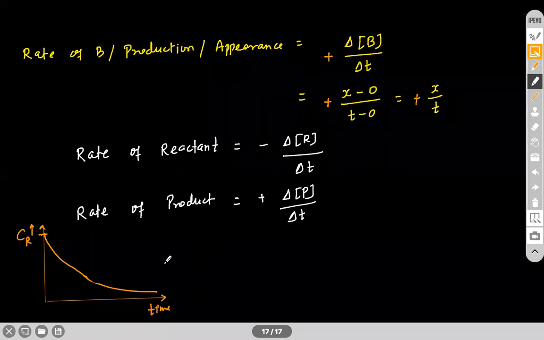Okay, reactant graph, obviously it is going this way because when the reaction proceeds, the concentration of reactant will have some initial value, and then it starts decreasing because the reactant is converting into product. Right, so all of you have no doubt in this particular graph. It is going down because the concentration of reactant is decreasing.